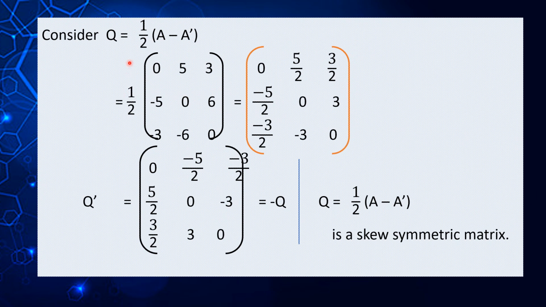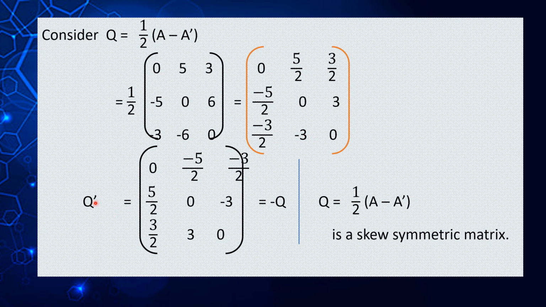Now consider Q is equal to half of A minus A transpose, which is equal to half of 0, 5, 3, minus 5, 0, 6, minus 3, minus 6, 0, which is equal to 0, 5 by 2, 3 by 2, minus 5 by 2, 0, 3, minus 3 by 2, minus 3, 0.